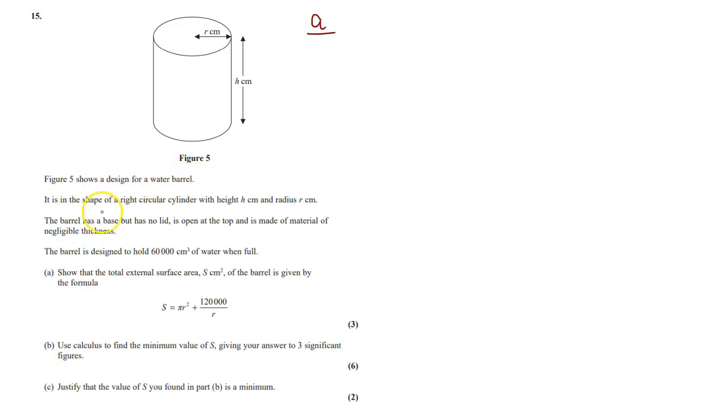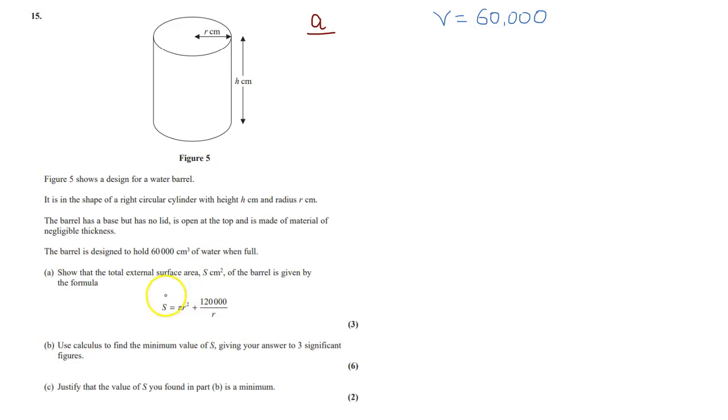This is a water barrel. It is in the shape of a right circular cylinder with a height h and radius r centimeters. It has a base but no lid. It's open at the top and made of a material of negligible thickness. The barrel is designed to hold 60,000 cubic centimeters of water. It means its volume is 60,000 cubic centimeters. Show that the total external surface S of the barrel is given by pi r square plus 120,000 over r.